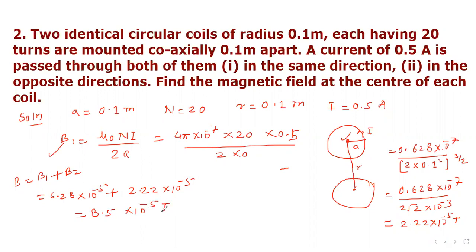Now the second case, when the currents are in opposite directions, the net field B net in the second case will be the difference of the two. So B1 minus B2, so we put a minus sign here. So 6.28 into 10 to the power minus 5 minus 2.22 into 10 to the power minus 5, and that will come to be 4.06 times 10 to the power minus 5 tesla.